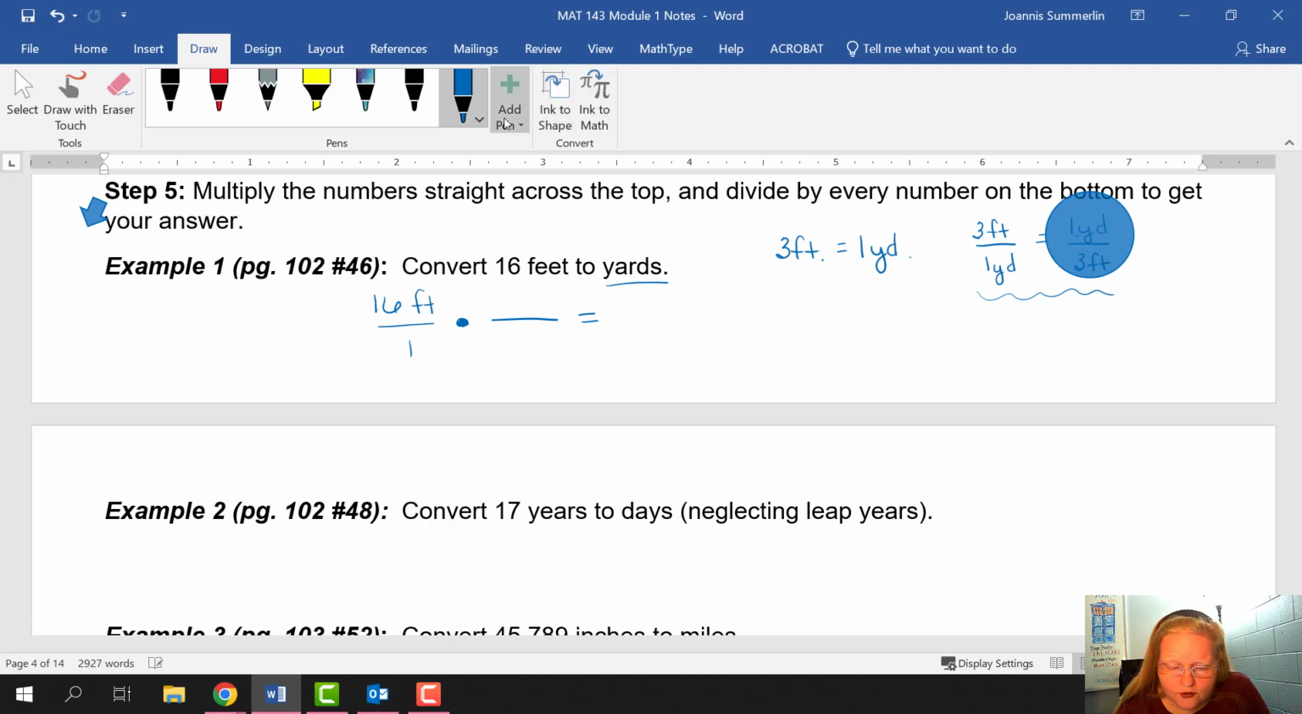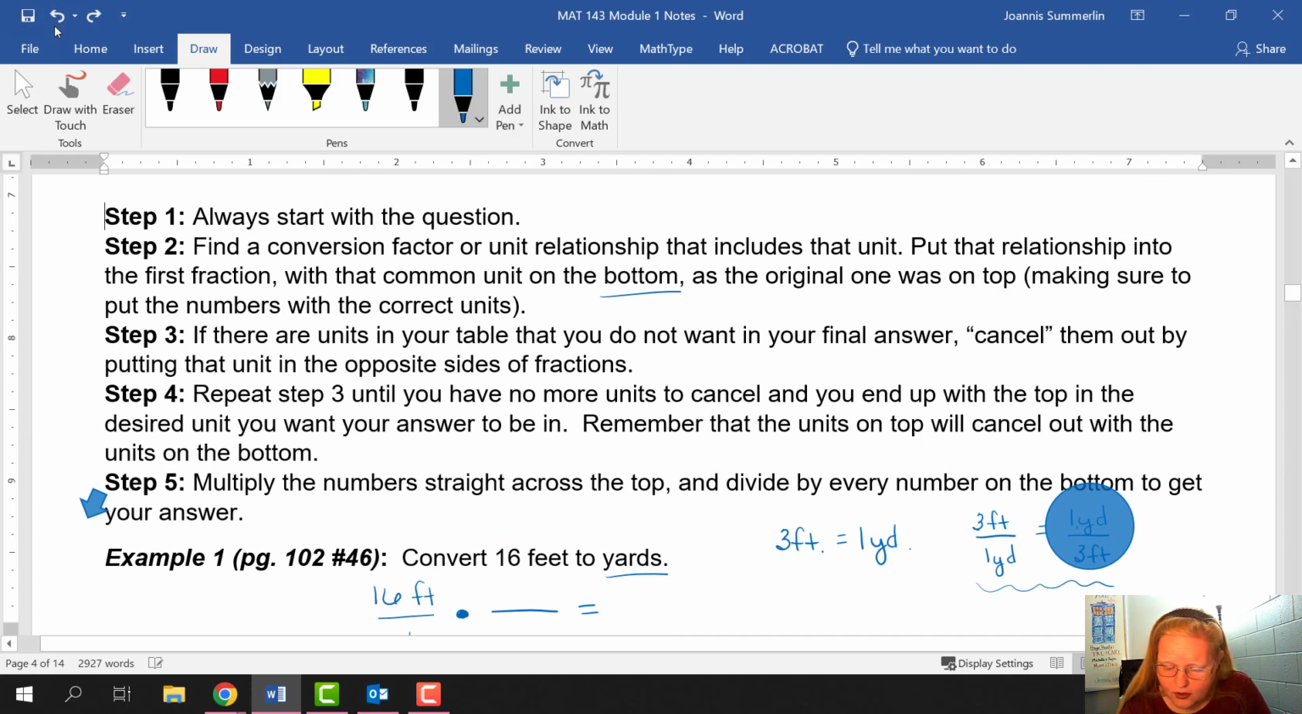Can I get it to undo? Undo. Oh. Maybe. Undo. There we go. Okay.